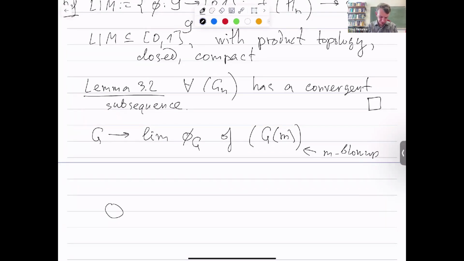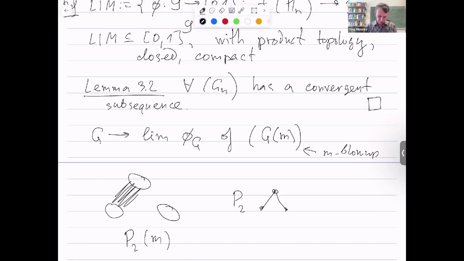So maybe just give me an example. So here is my path of length 2. What would be the blow up of this path? Well, each vertex is replaced by a set of size M. And then if I see an edge in my graph, I put all possible M square edges here.